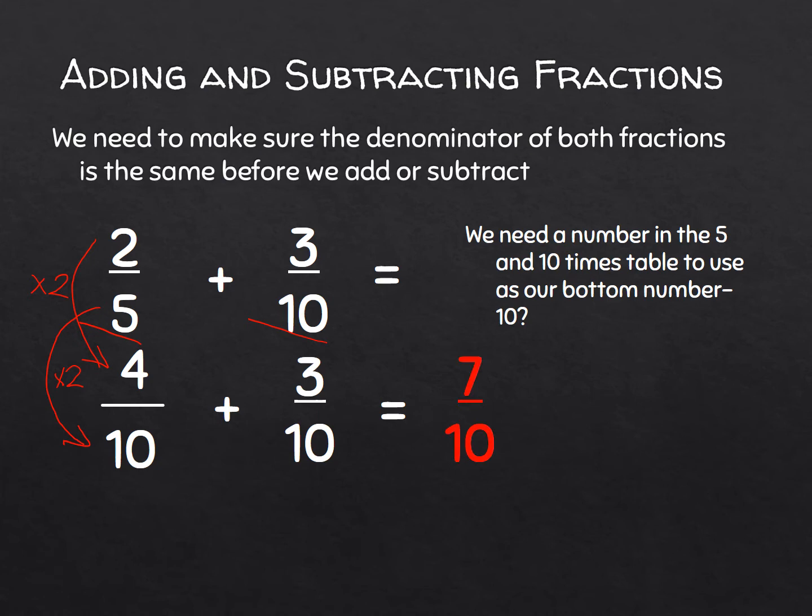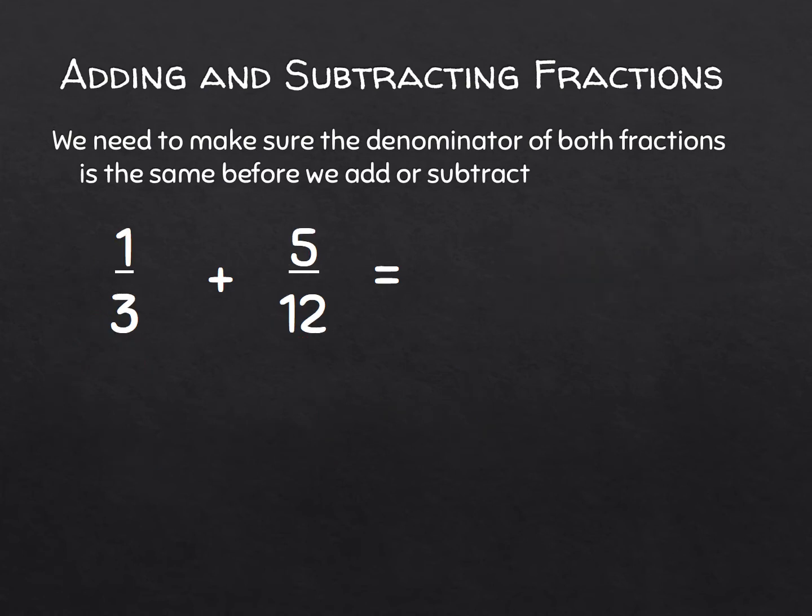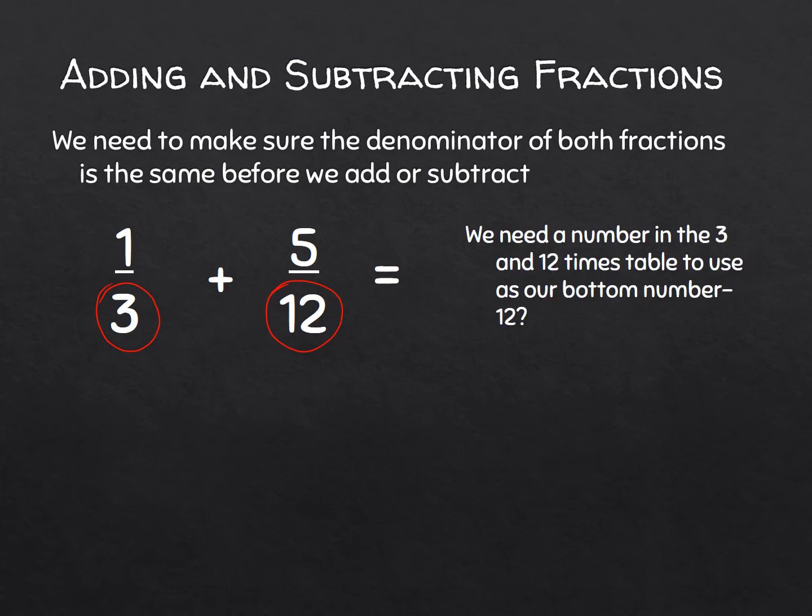Let's look at another example. So this one, we're looking at 3 and 12. What's the smallest number that 3 and 12 go into? And that number is 12, because 3 times 4 is 12 and 12 times 1 is 12. Now one of them's already 12, so we're going to leave it as it is, and that's the 5/12.